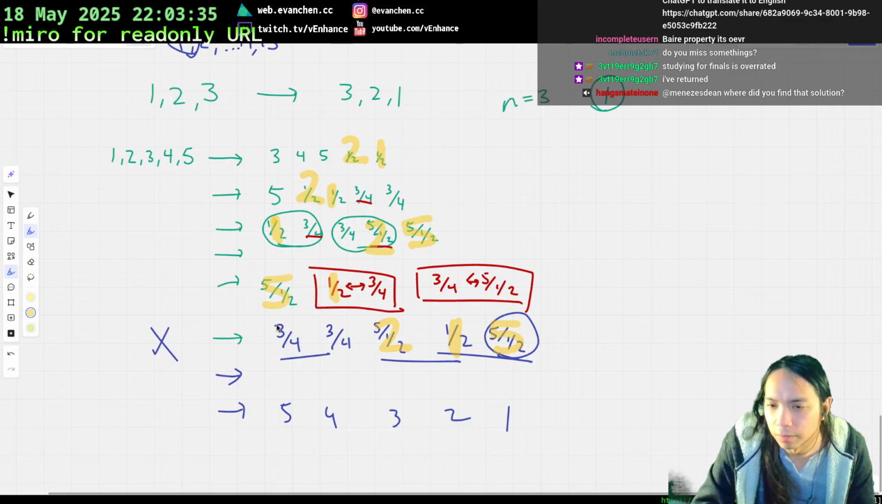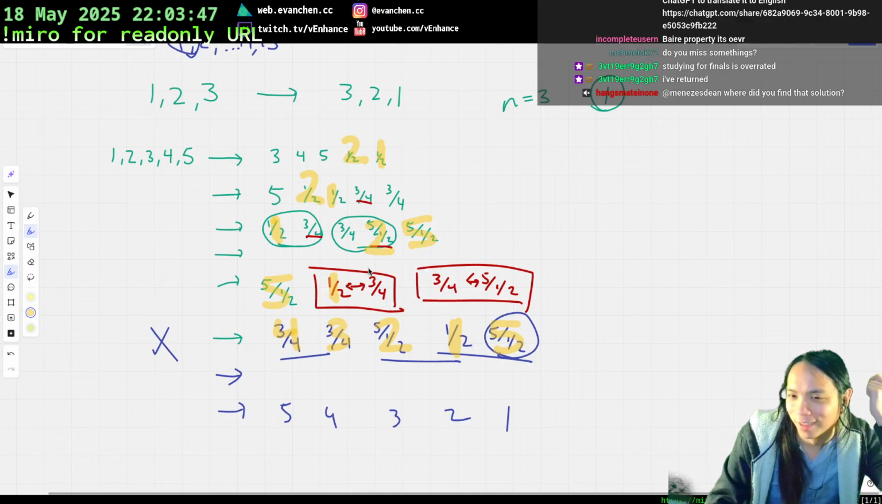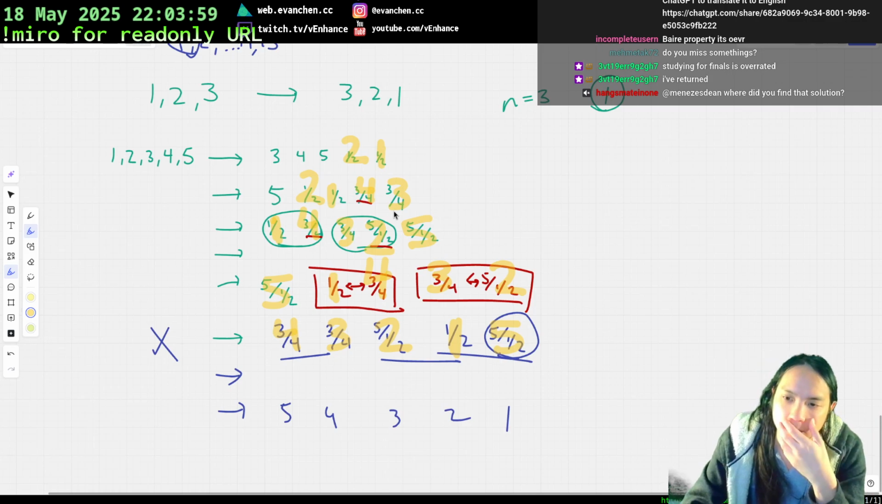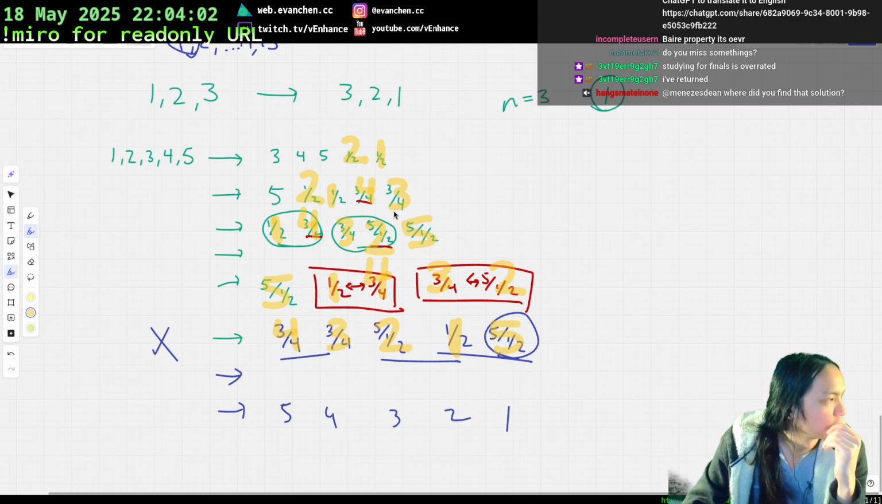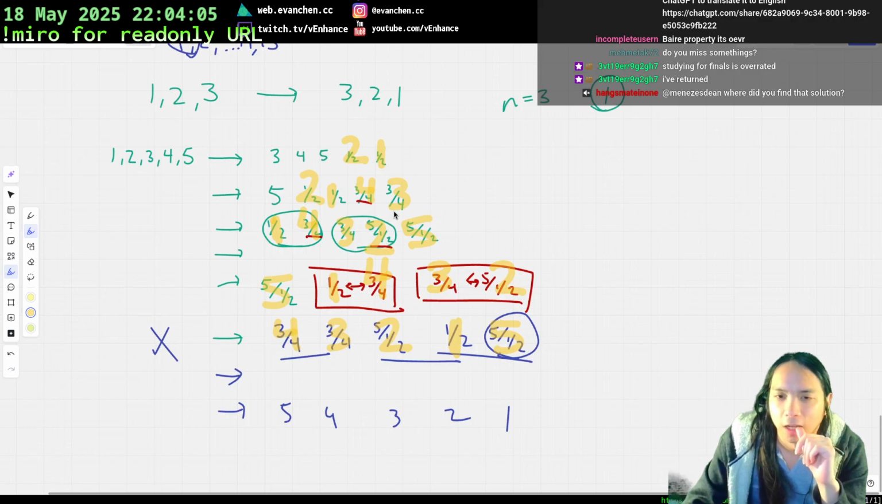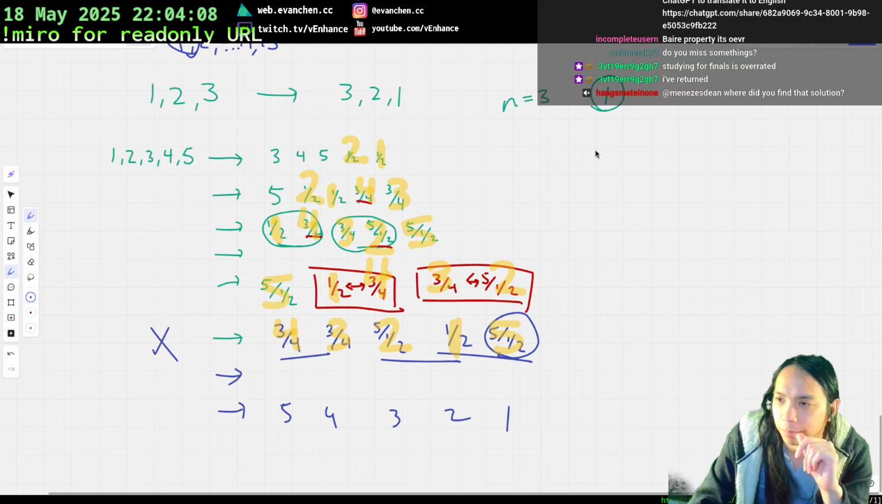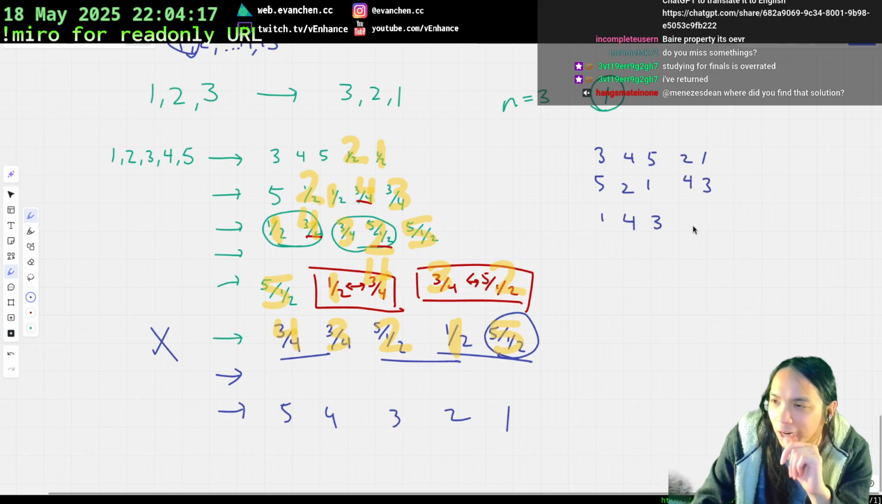Okay, and then 4 3. Dude, this notation is so disorienting. 4 3 2, 1 4 3 2. Okay, so if I write these in blue, I'm gonna double check my work.